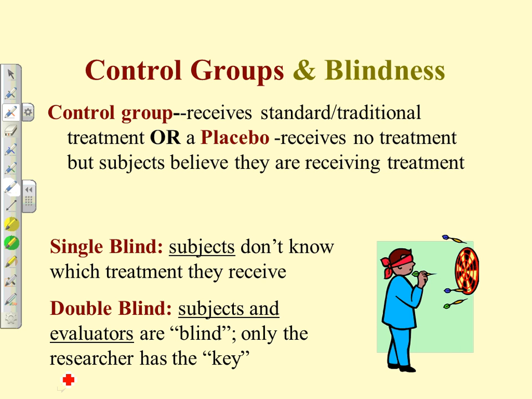Now, in a single blind experiment, the subjects aren't going to know what they receive. This is a typical situation where the subjects don't know if they're getting the actual medication or just something that's fake. Now, a double blind is very common in medical studies, and that's when the subjects and the evaluators are not going to know who's getting what. The only person who does know is the researcher.